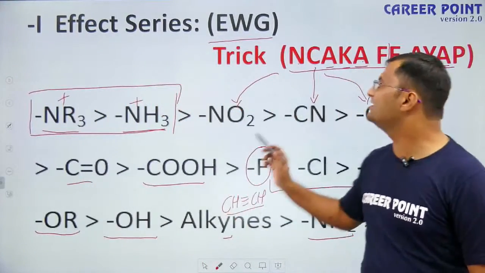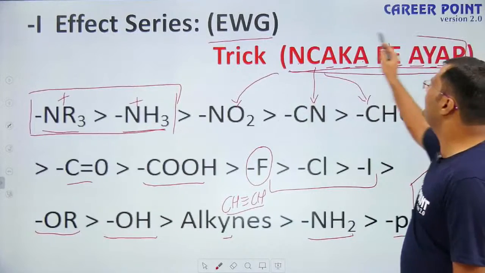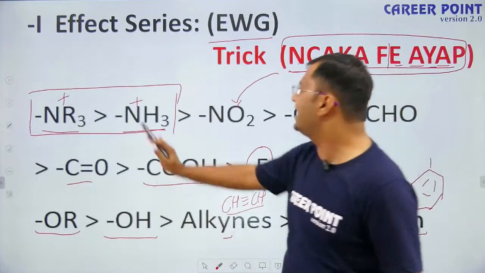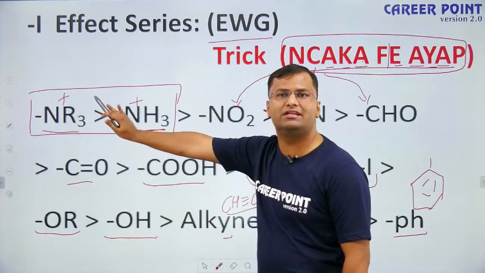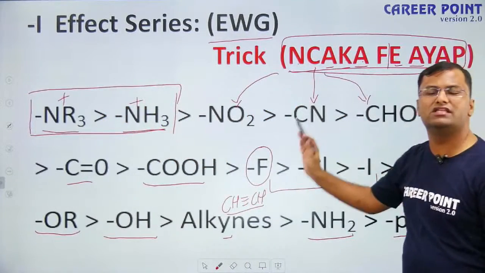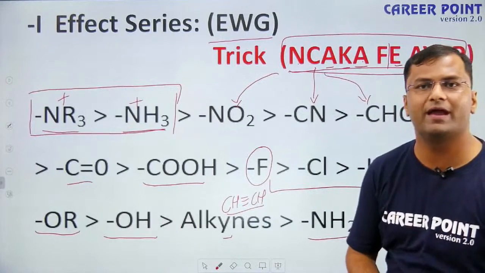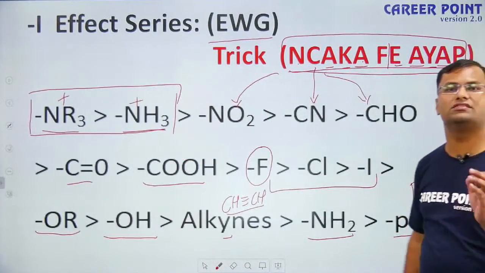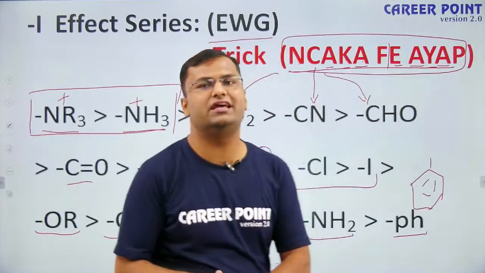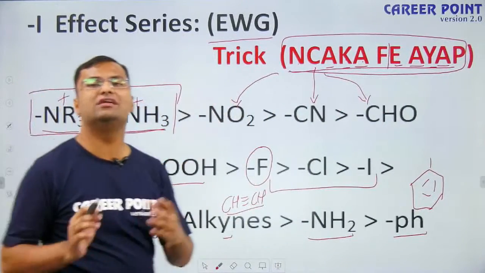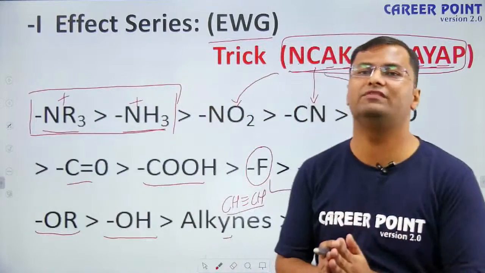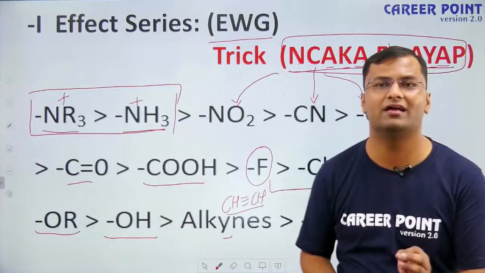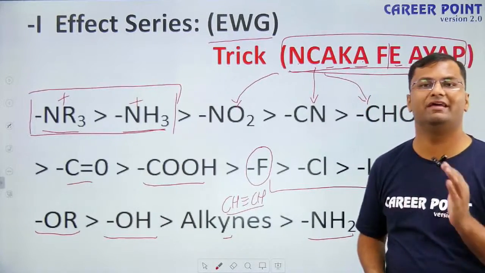Okay? So you have to remember this trick, or we can easily write out the minus I effect series of electron withdrawing groups. They have very strong electron withdrawing capacity, and as we move further, this capacity decreases. Okay? So from NR3 to phenyl, you have to remember this series, because as per this series of functional groups, you can easily find out the acidity order of the compounds. Clear? So this minus I effect series you have to remember. I already discussed this series in the previous class.